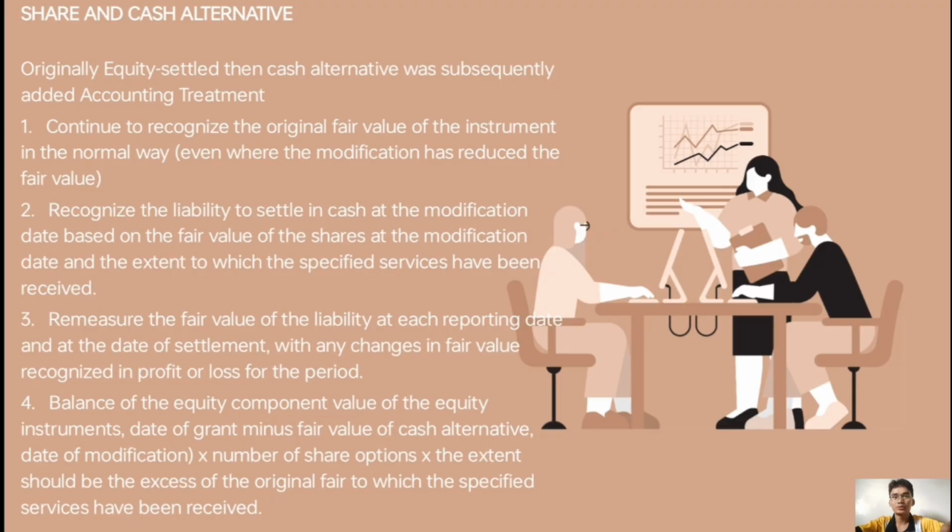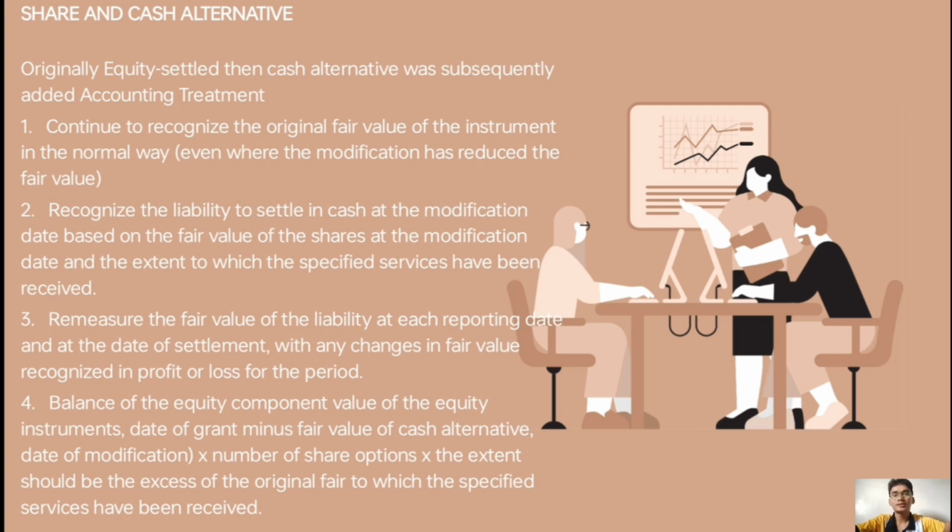Then let's proceed to the share and cash alternative accounting treatment. First is to continue to recognize the original fair value of the instrument in the normal way. Even if the modification reduces the fair value of the share-based payment, the original fair value at the grant date is still recognized as an equity settled transaction. This ensures that the original compensation cost remains in the financial statements.